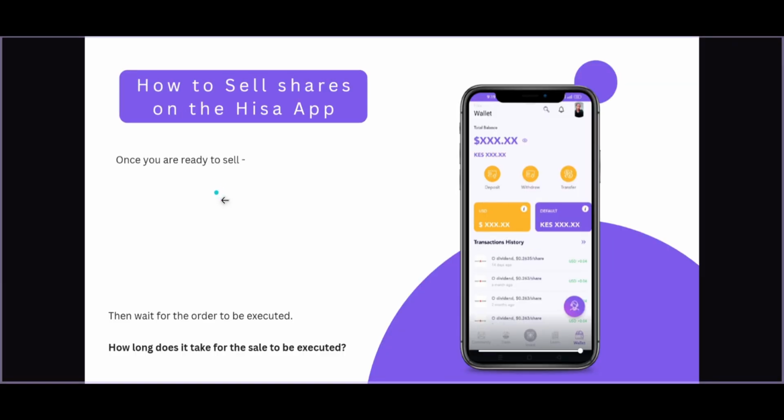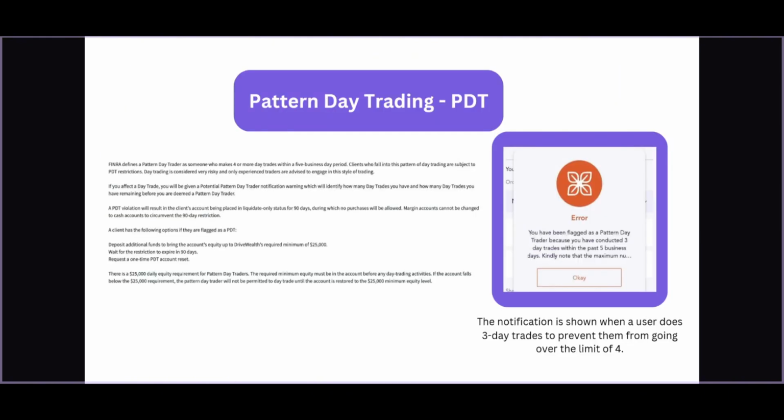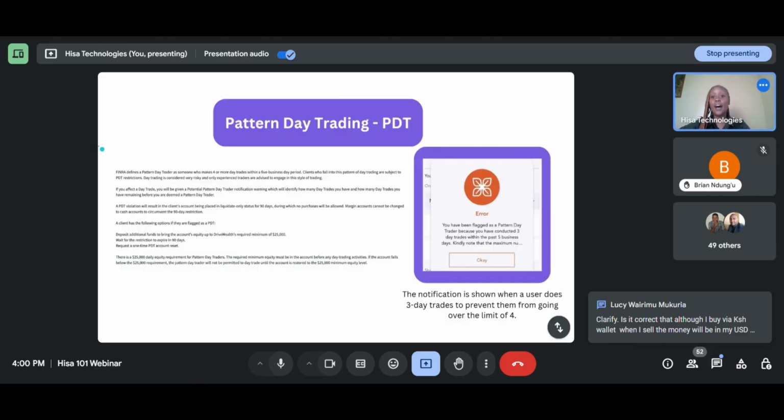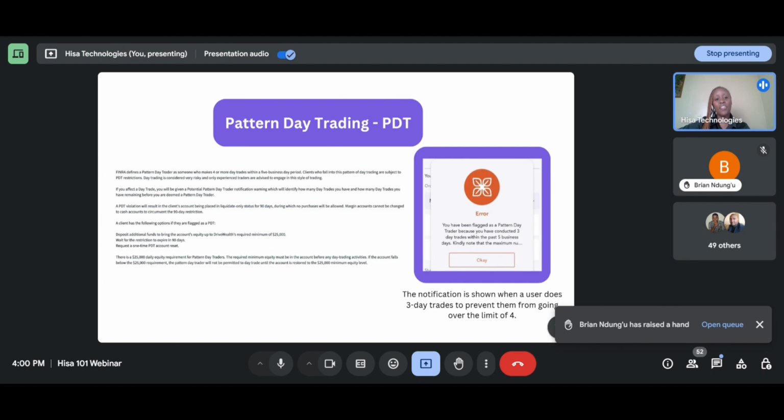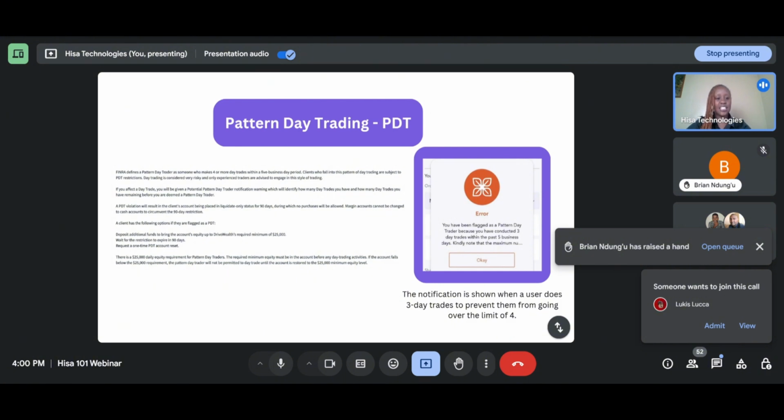So how long does it take for the sale to be executed? Well, this depends on how the market is performing and whether the request that you placed is the current price that people are willing to buy those shares. Now, there was a request for me to mention what pattern day trading is. Yes, PDT.